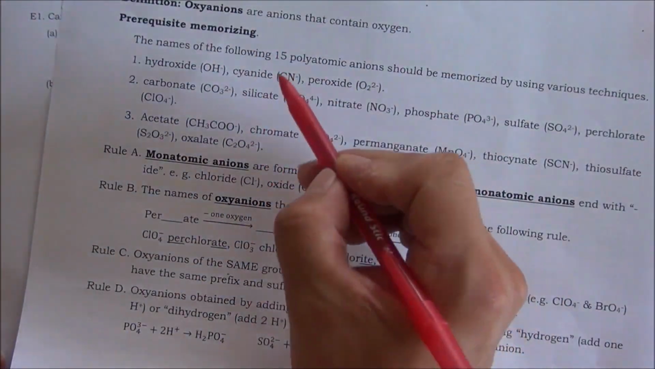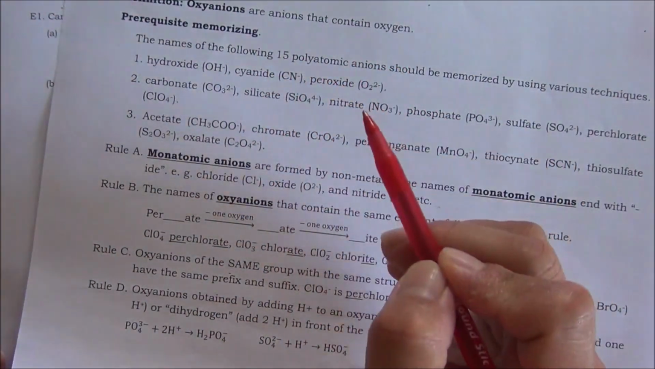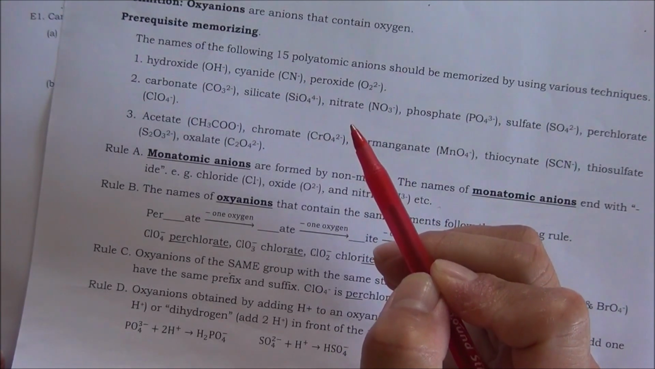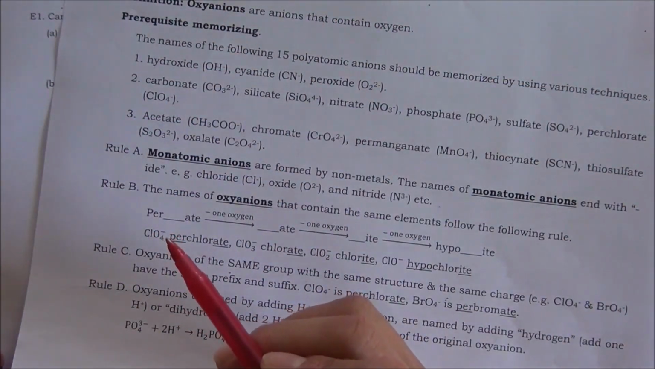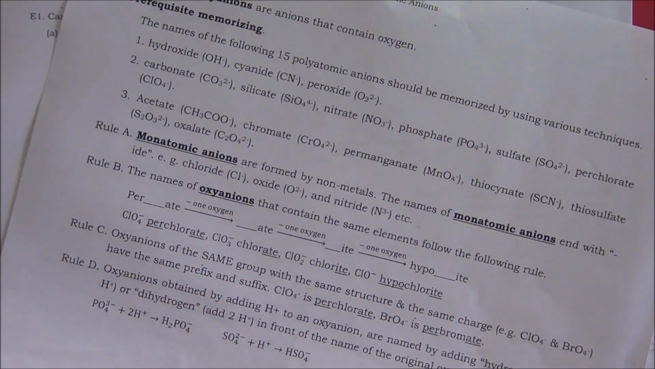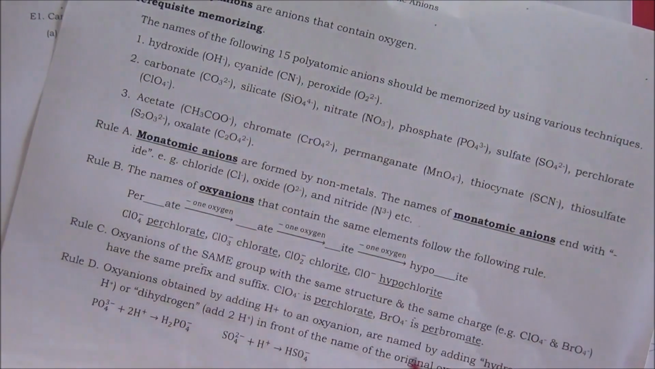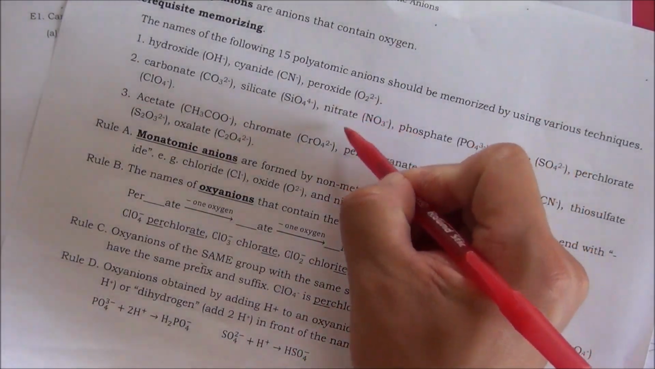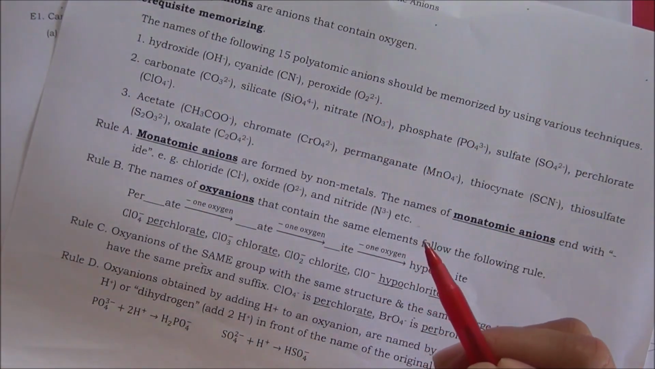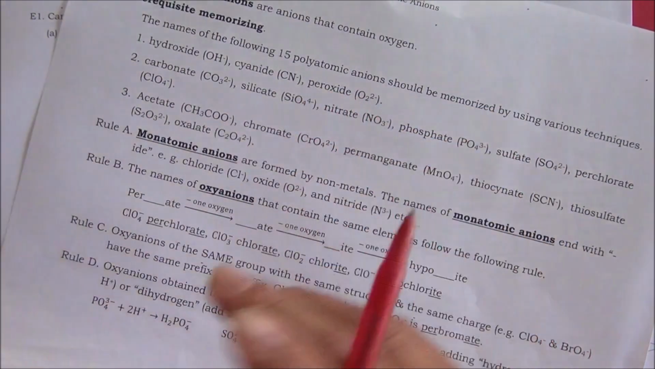These are the 15 polyatomic anions I want you to memorize. But I want to emphasize, during an exam or a quiz, you will not be given these polyatomic anions. You have to remember them. But you can use any technique which you feel comfortable with to memorize them. From this list, we can see that NO3- is one of them, and the name is nitrate.